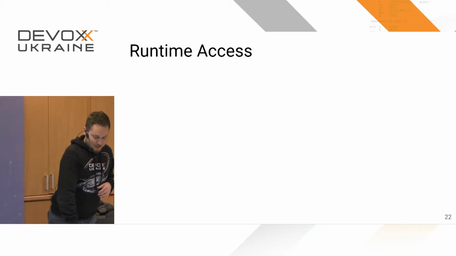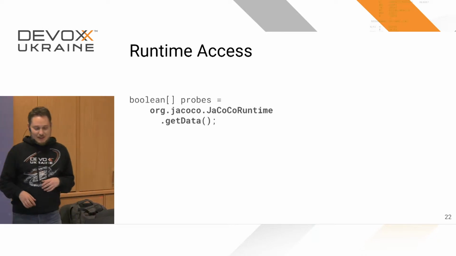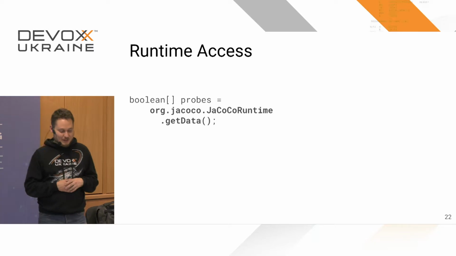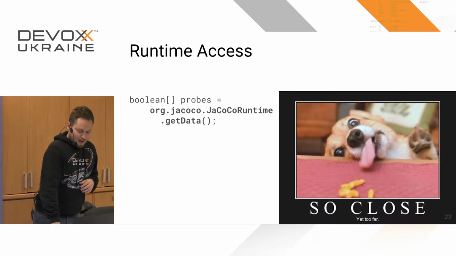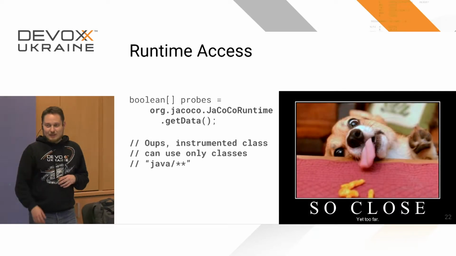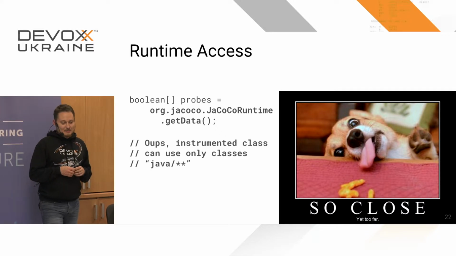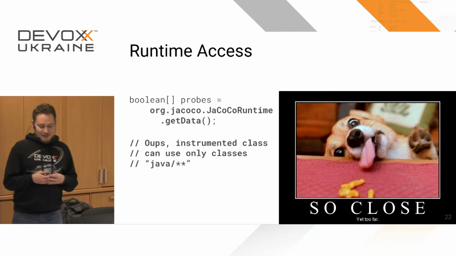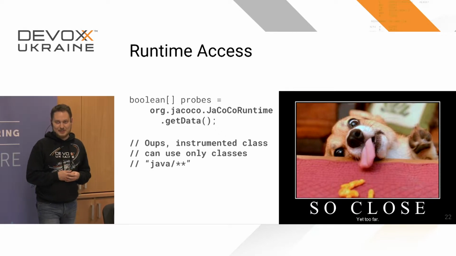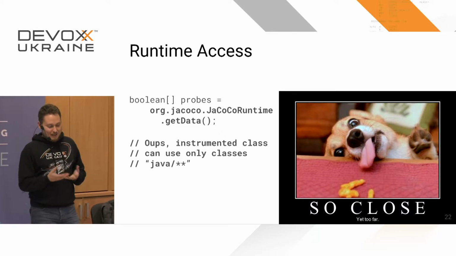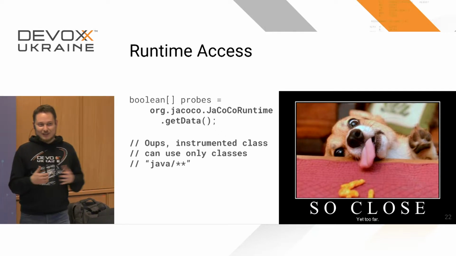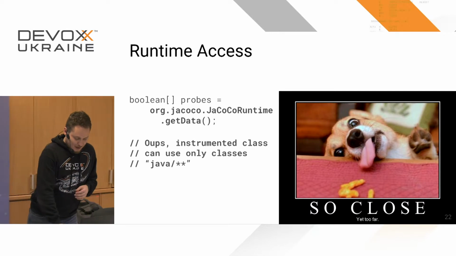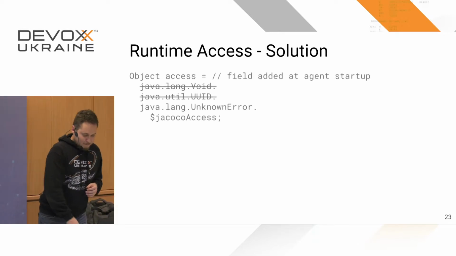Unfortunately, this imposes a problem. This construction, going to some runtime in some package, is actually not going to work. Because from an instrumented class, which was loaded by such a restrictive class loader, we can access only java.lang something, nothing else. How could we solve that?